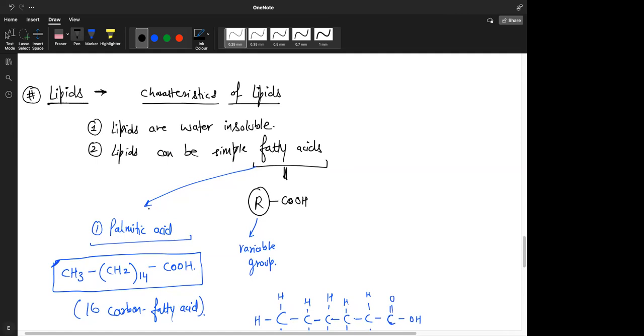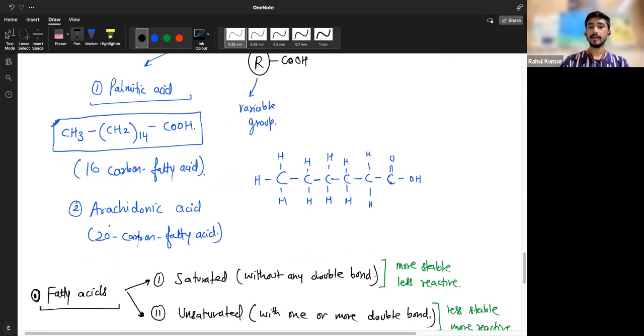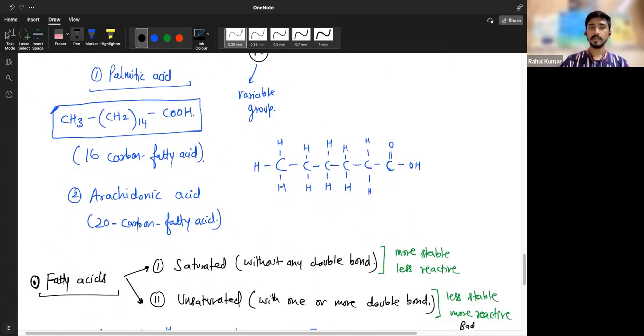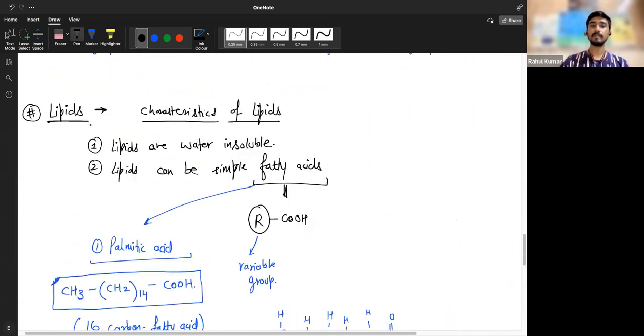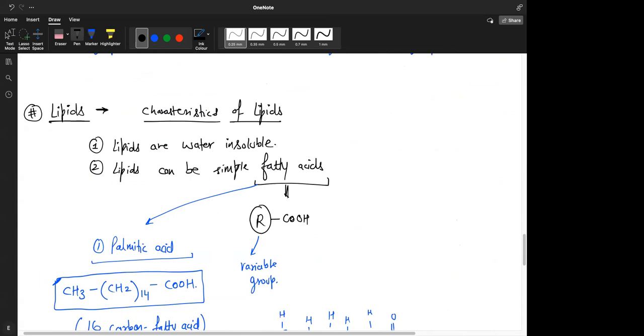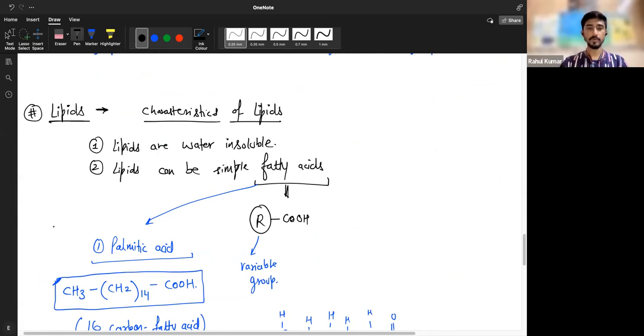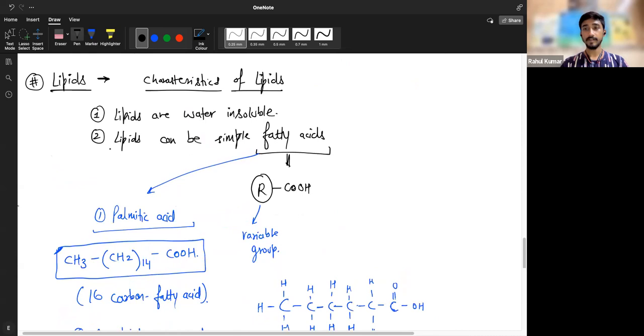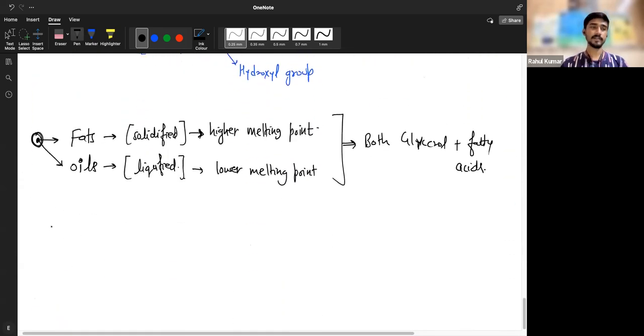Palmitic acid is also a fatty acid, hence it is also a lipid. Arachidonic acid is also a fatty acid, hence it is also a lipid. So if I ask you, all fatty acids are lipids, but all lipids are not fatty acids, is this statement true? Yes. So you just solved a neat question. Very good. Lipids can be glycerol, lipids can be fats and oils, etc. Iram is celebrating that she solved the question. Good. So it's all just the concepts, nothing else.